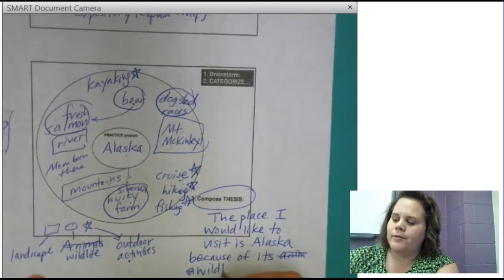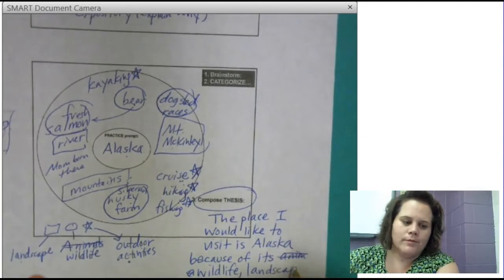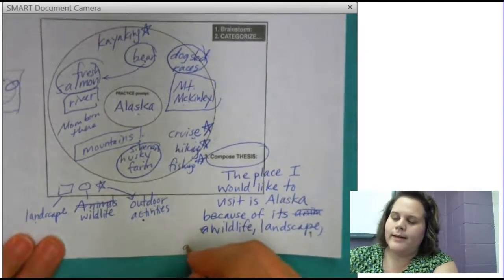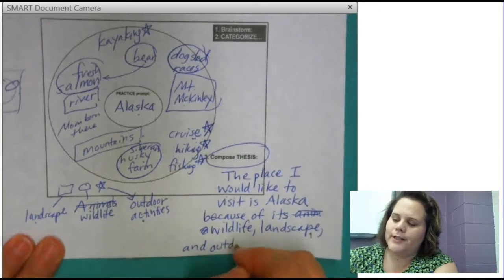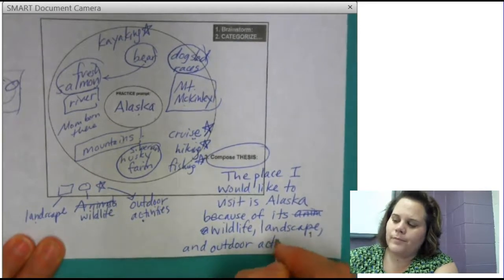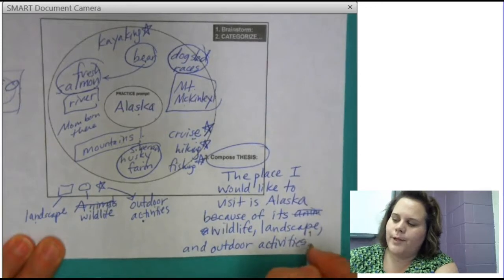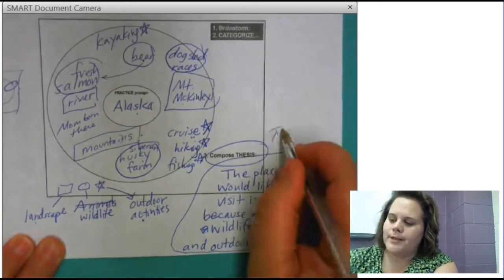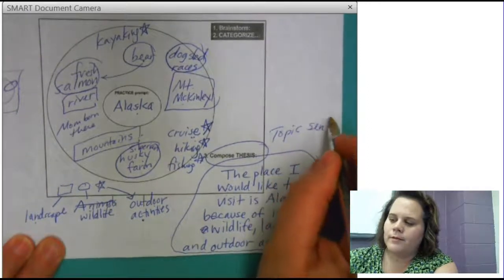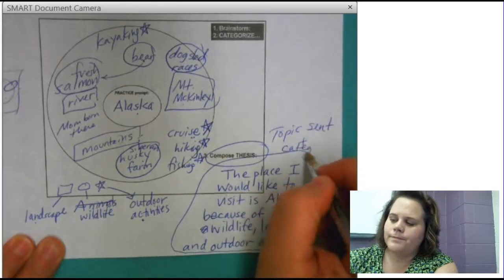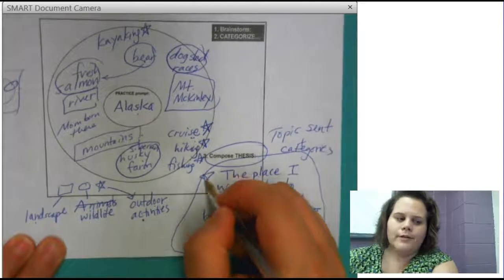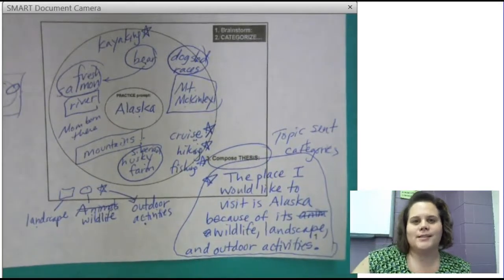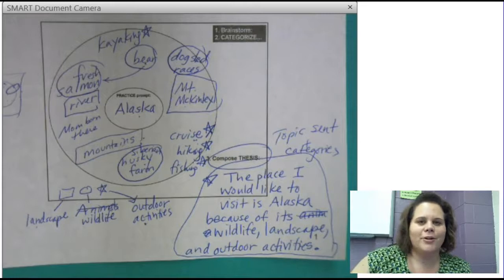Wildlife, landscape, and outdoor activities. Period. And this could be my thesis. Thesis is your topic sentence plus your categories. Now, if you have a super strong, good thesis, intro, conclusion, you're halfway there. Like G.I. Joe, you're half the battle.